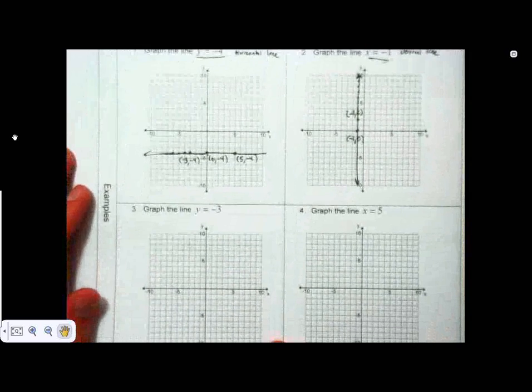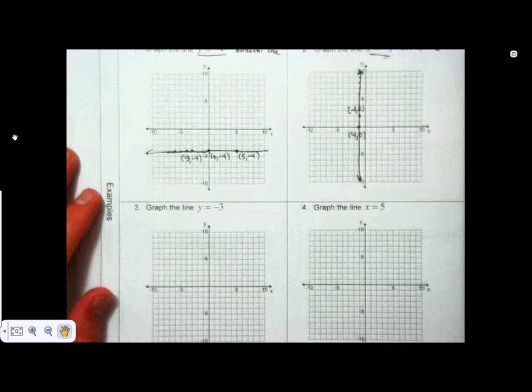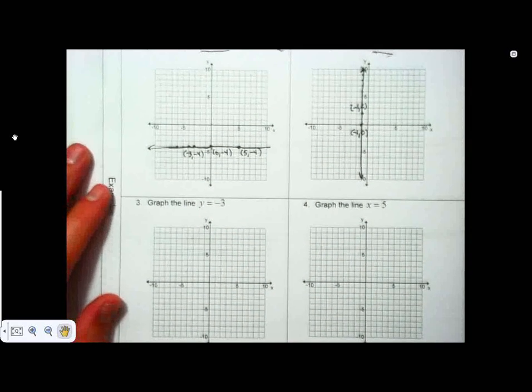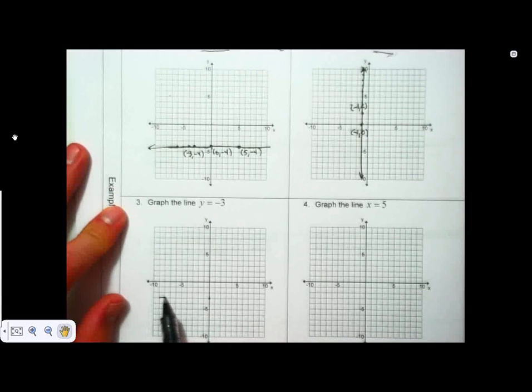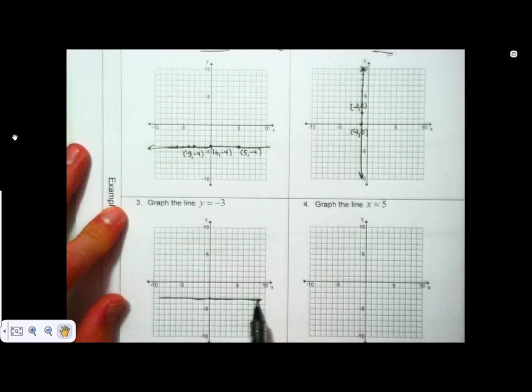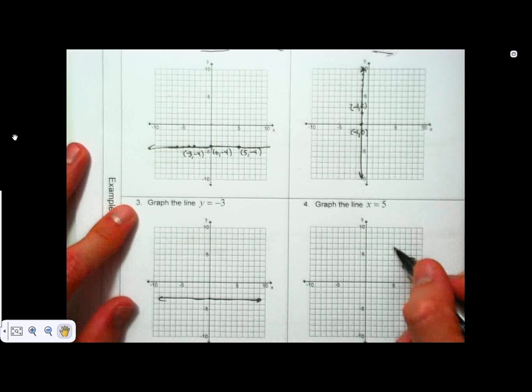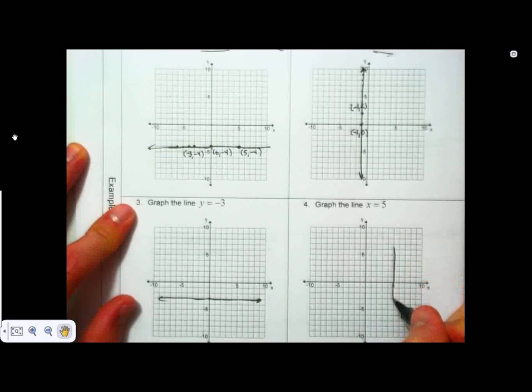Okay, I want you to try numbers 3 and 4. Pause the video and then restart after you've given them a try. Okay, so for number 3, if the y coordinate's fixed at -3, that's going to produce a horizontal line down at -3. And for number 4, if the x coordinate's fixed at 5, that's going to produce a vertical line over at 5.